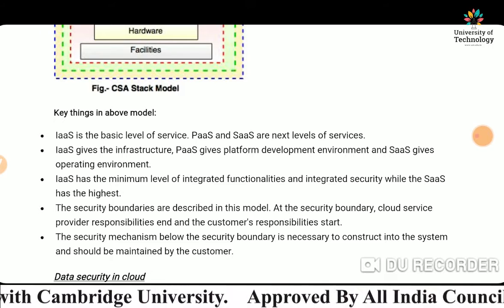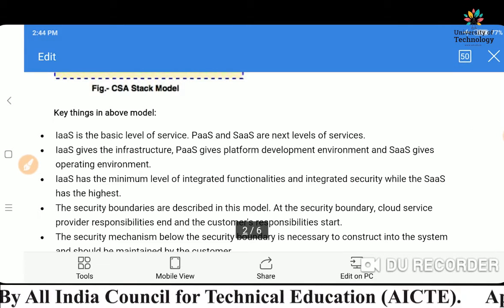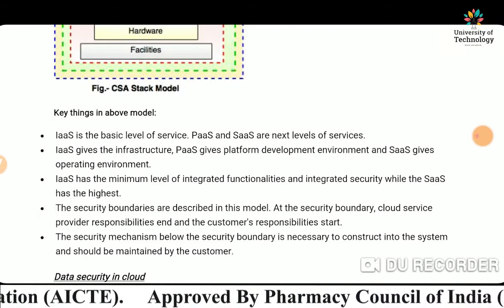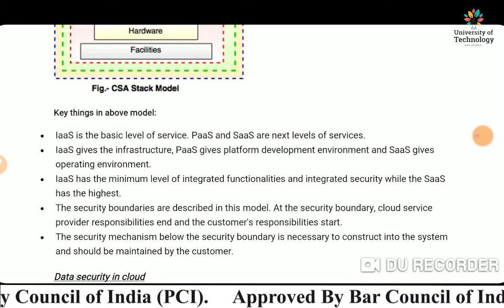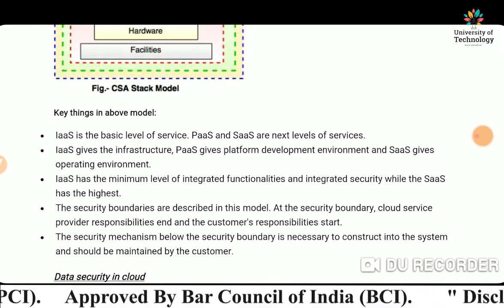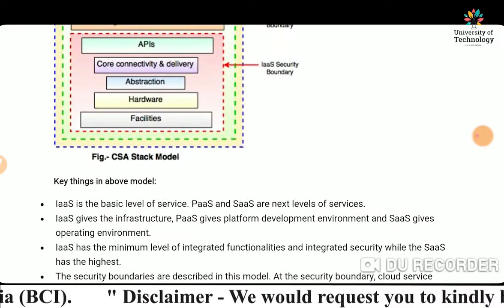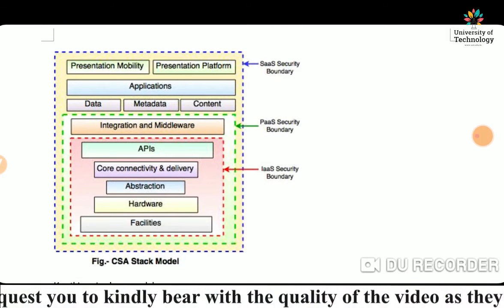Next, the security boundaries are described in this model. At the security boundary, cloud service provider responsibilities and the customer's responsibilities start. The security mechanism below the security boundary is necessary to construct into the system and should be maintained by the customer. Okay, so these are the key things in the above model. We can pay attention here according to the diagram.